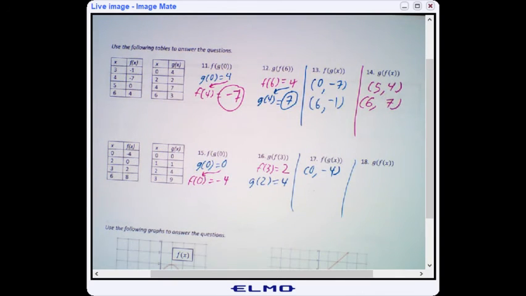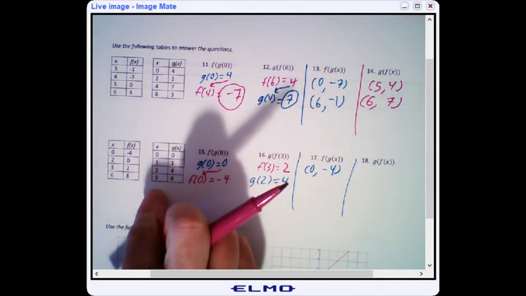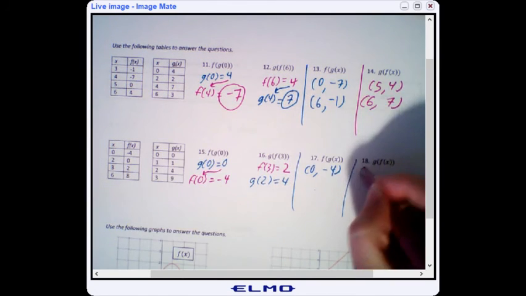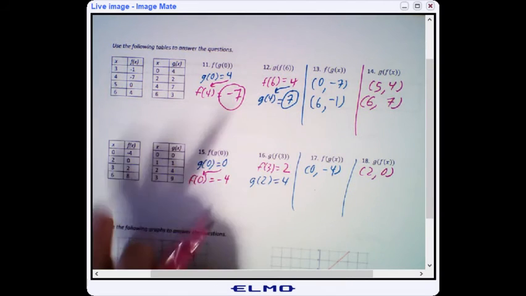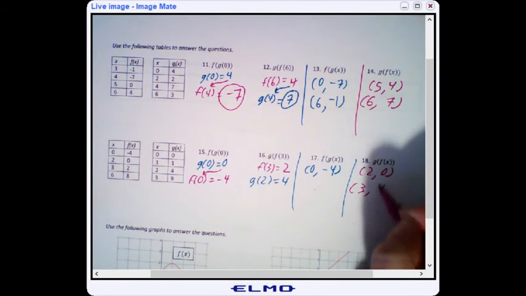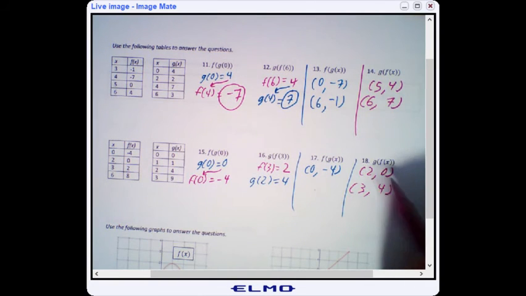I'm going to do g of f of x. I'm going to start in the f this time. 0 goes to -4, no -4. 2 goes to 0, 0 goes to 0. So we're going to have 2, 0. 3 goes to 2, and 2 goes to 4. So we're going to have 3, 4. 6 goes to 8, but there's no 8. So this one, 2 maps to 0, and 3 maps to 4.